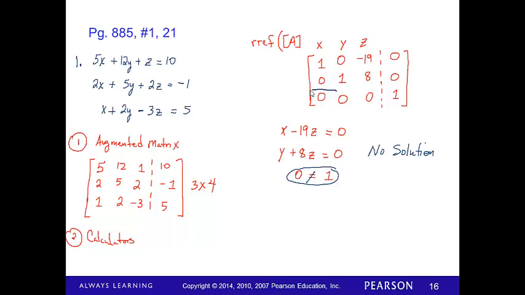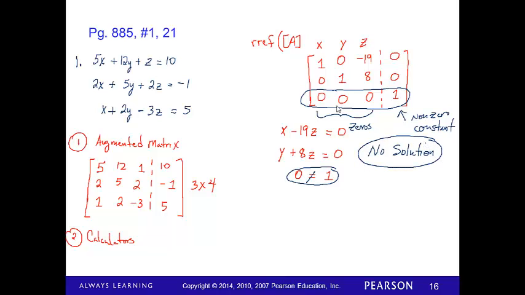So if you ever have a row that has zeros on the left side of the vertical bar, so these are all zeros, and then you have a non-zero constant here, the answer will be no solution, because it's impossible for 0 to equal a non-zero constant. In our case, it was 0 is equal to 1. It's not possible, so it's no solution. All right, let's move forward.